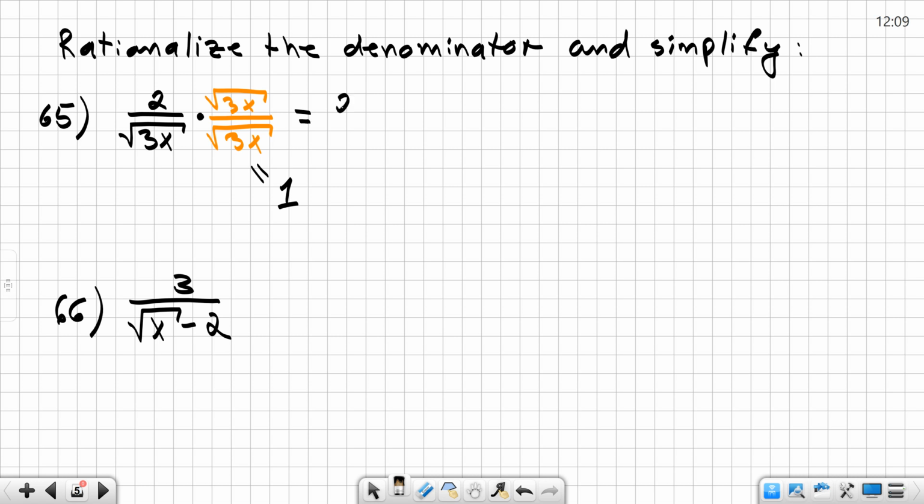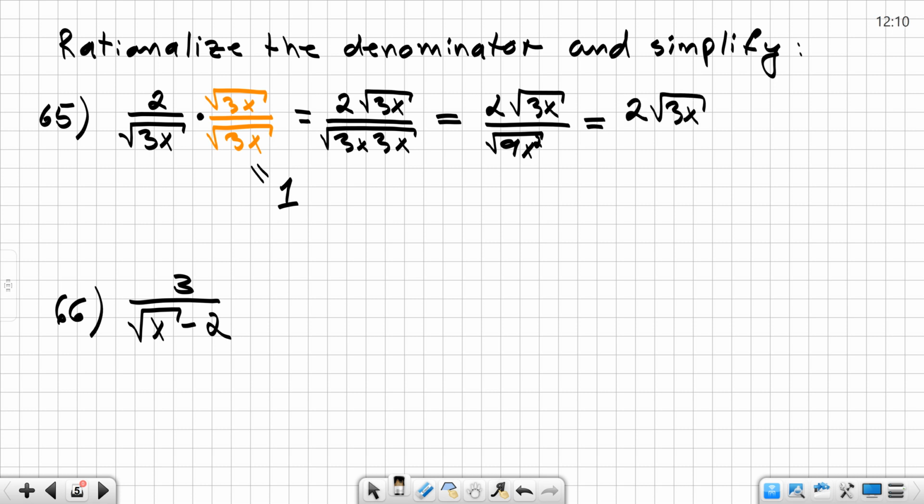The top multiplied out is 2 times the square root of 3x. On the bottom I get the square root of 3x times the square root of 3x, which is the same thing as the square root of 3x times 3x, which will give us the square root of 9x squared. And this is a perfect square.